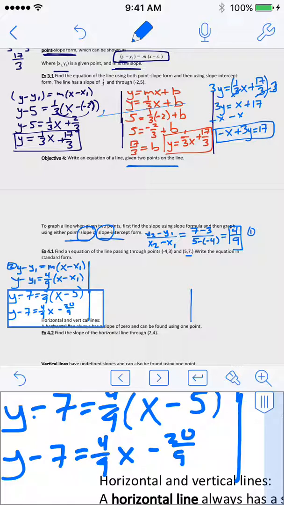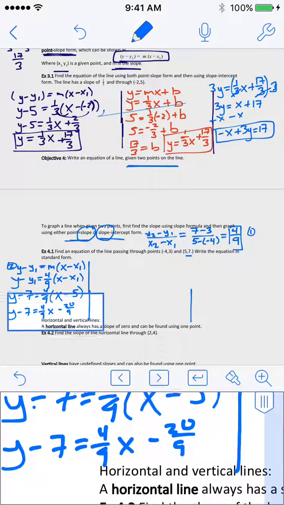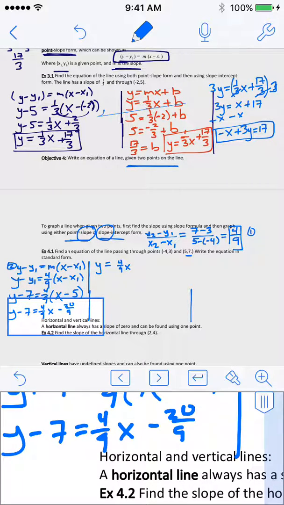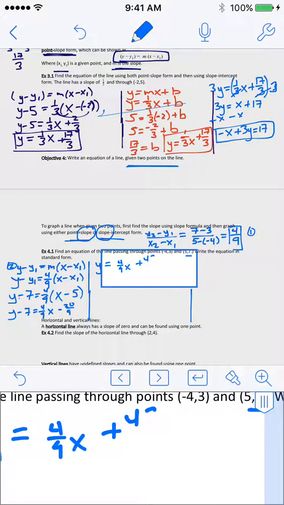I'm kind of running out of room, so I'm going to go up to the next part here. Add 7 to both sides, right? And you get y is equal to 4/9 x, let's see, negative 20/9 and 7. So 7 would be 63/9, right? Just like 5 is 15/3. And then minus 20 would give us 43/9.